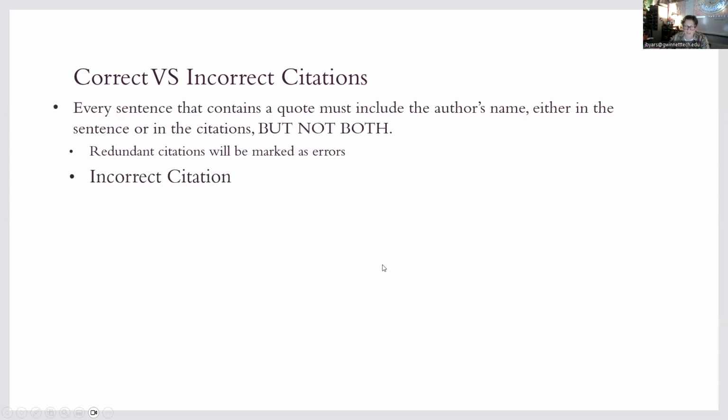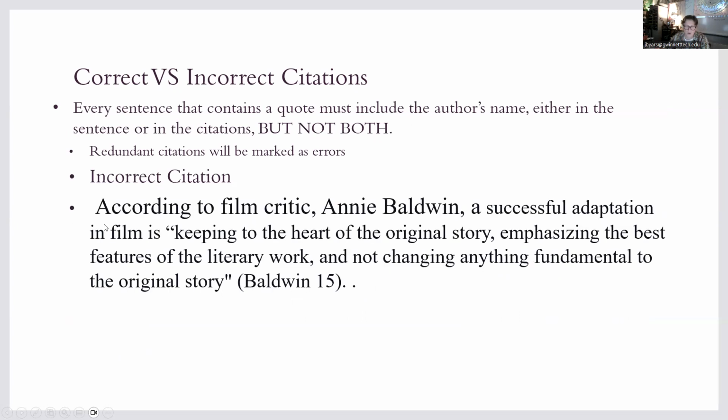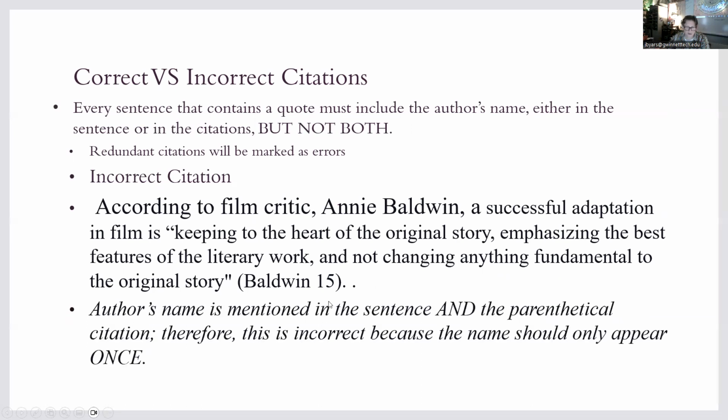Okay. Here's an incorrect example. According to the film critic Annie Baldwin, a successful adaptation in film is blah, blah, blah. I've read it twice already. There's a quotation mark, Baldwin, 15, period. Okay, that is incorrect. The author's name is mentioned in the sentence and the parenthetical citation. Therefore, this is incorrect because the name should only appear once. So it's here and it's here. That is incorrect. People do that all the time and they lose points off of their essays. If you do that, you're going to lose points.